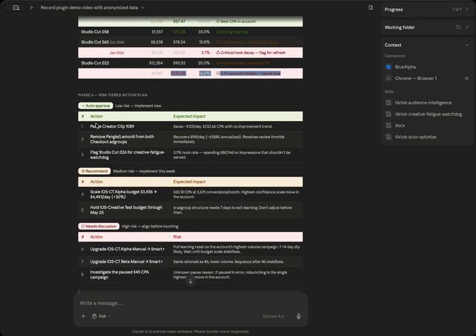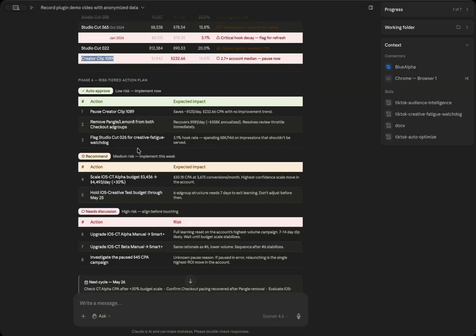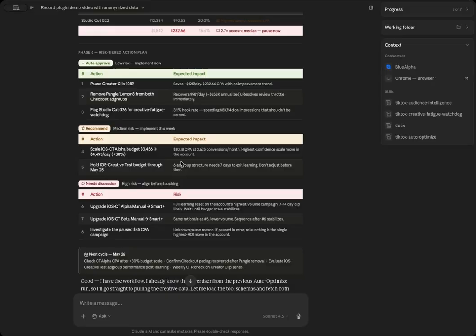Looking into phase 6, which is a risk-tiered action plan, we see, yes, stop this 1089 creative asset, which saves us $125 per day. And then we should remove Pangle / Lemonade from both the checkout ad groups, and then flag the studio cut for the creative fatigue watchdog, which we're also going to run in a second.